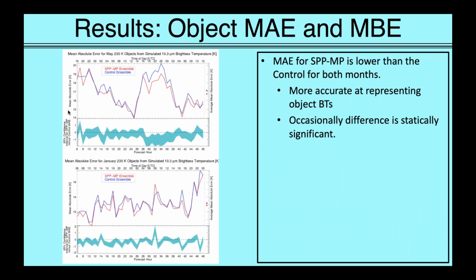So looking at those objects, comparing the mean absolute error, and then we'll look at the mean bias error. When we looked at the full domain, there was very little difference between the SPP and the MP. When we look at just the objects, the mean absolute error is much lower than the control. And this is the case in both months, in May and in January. And some of these differences are statistically significant. This figure is much more noisy because we're dealing with objects instead of the full domain, so it's not nearly as smooth.